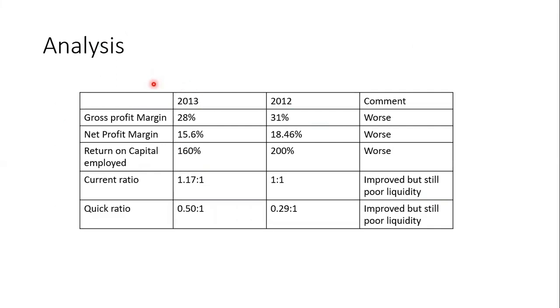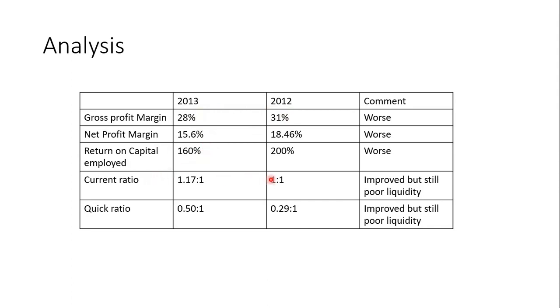These were the results that we got from the previous lesson and from today's lesson. Our gross profit margin is falling. Our net profit margin is falling. Return on capital employed decreased. So profitability overall decreased. Not good. It's bad. Worse. We are worse than the previous years.